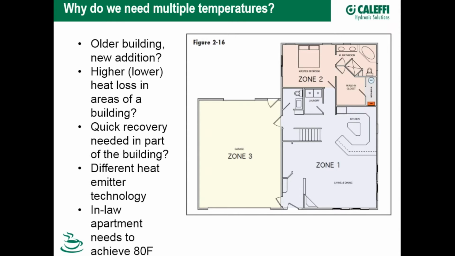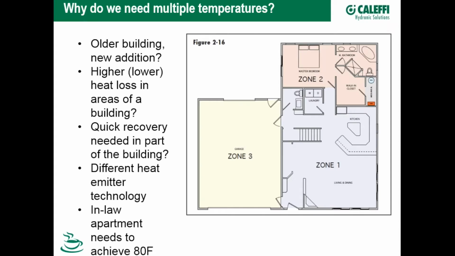This one happens often: different heat requirements in the building. The one that always seems to come up is the in-law apartment. I need the ability to drive a higher temperature in the in-law apartment than the rest of the building. If I can, let's run on 2 water temperatures to improve the efficiency of the system. But there's always the need for these different water temperatures.